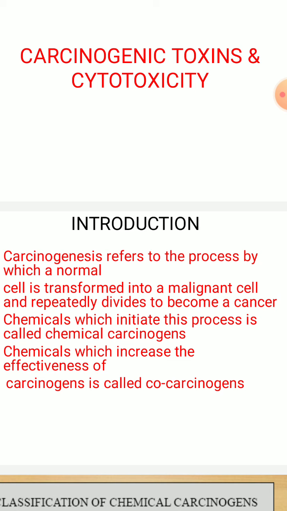So now let us see what carcinogens or carcinogenesis are. Carcinogenesis refers to the process wherein a normal cell is transformed into a malignant cell, and it keeps repeatedly dividing to become cancerous cells. The chemicals which initiate this process are referred to as chemical carcinogens, and the chemicals which increase the effectiveness of these carcinogens are called co-carcinogens.